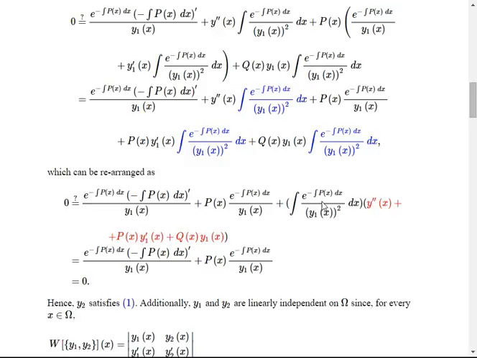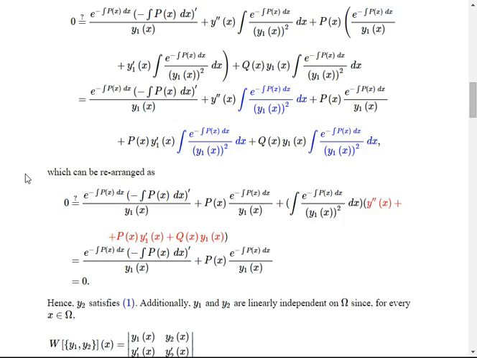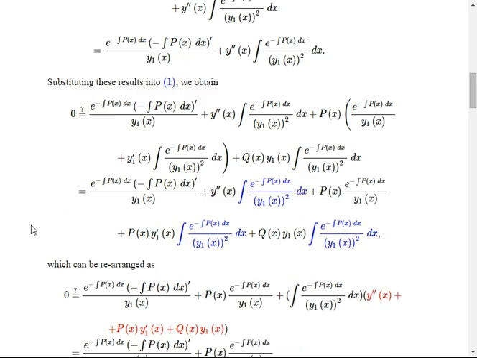So we know this differential equation is equal to 0 because y1 is a solution of it. So this integral and this term vanish, and we're left with the first and second terms. Since the derivative of an antiderivative is just the integrand, we have the negative integrand here, which is negative p of x plus p of x is 0, because the other terms are the same. So we know that y2 indeed satisfies the differential equation on omega.